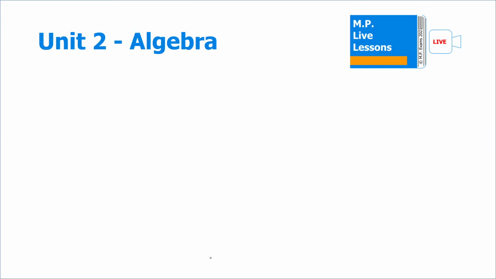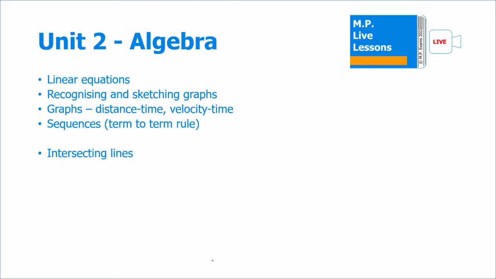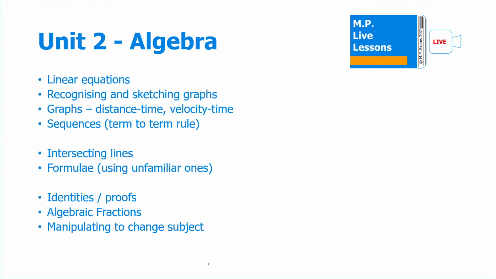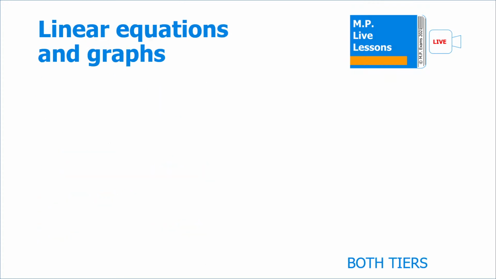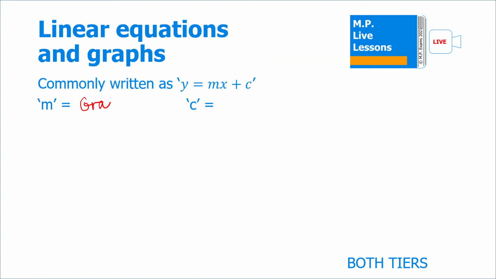Next is Unit 2, Algebra, which has taken a bit long now. And here's the overview for it. You may want to take a quick screenshot. Now we have linear equations and graphs first, and we write it in the form y = mx + c, and we see that m is often written as gradient, and c is the y-intercept.